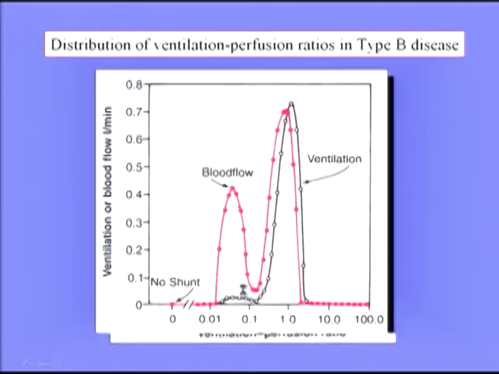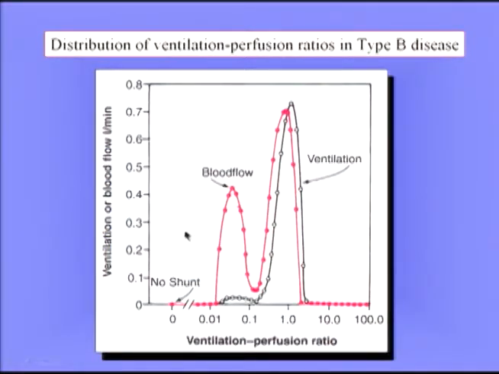But now if we look at the type B patient, we see a completely different situation. Again, the reasonably normal mode here, but now a mode showing a large amount of blood flow going to lung units with very low ventilation perfusion ratios. Presumably these are the units behind grossly diseased airways, which cause obstruction to ventilation. The ventilation is greatly reduced. The blood flow is still occurring through these regions, and this is responsible for the cyanosis, the very low arterial PO2 in the type B patient.